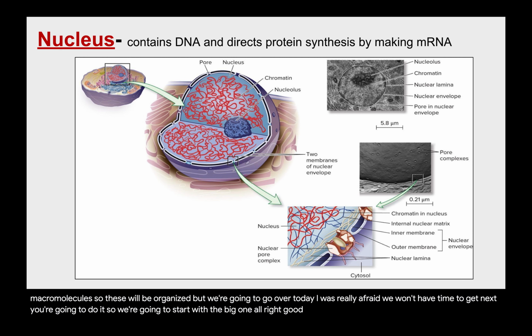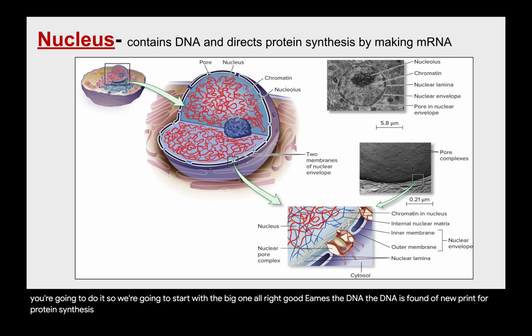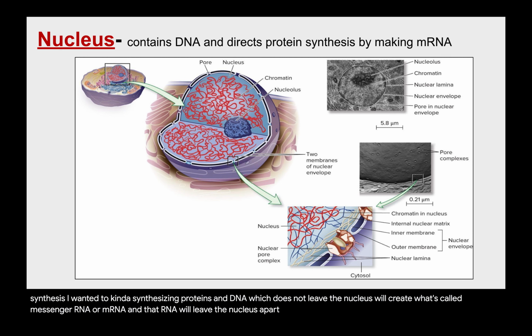The nucleus. The nucleus contains the DNA, and the DNA is kind of the blueprint for protein synthesis. When it's time to synthesize these proteins, this DNA, which does not leave the nucleus, will create what's called messenger RNA, or mRNA, and that RNA will leave the nucleus and start describing to other parts of the cell how to make up proteins.